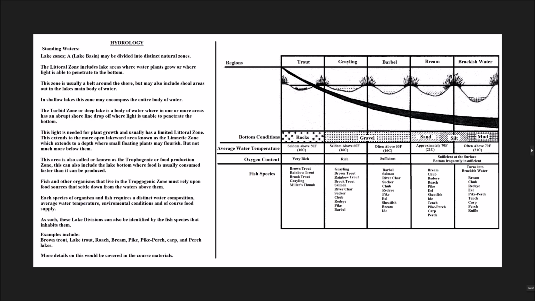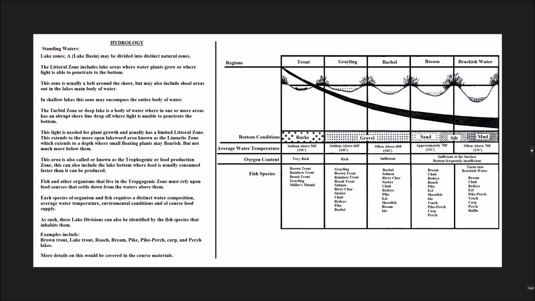Lake zones. A lake basin may be divided into distinct natural zones. The littoral zone includes lake areas where water plants grow or where light is able to penetrate to the bottom. This zone is usually a belt around the shore, but may also include shoal areas out in the lake's main body of water. Think of it as like little low islands, some never really reaching above the water surface. In shallow lakes, this zone may encompass the entire body of water.